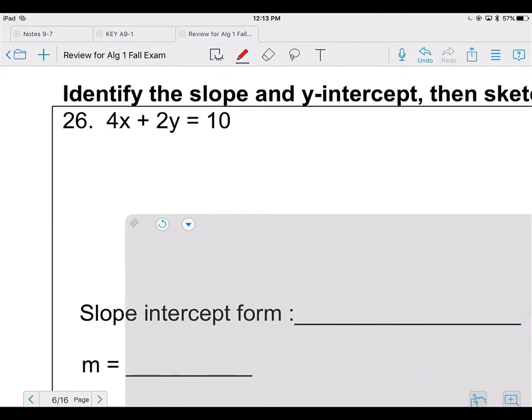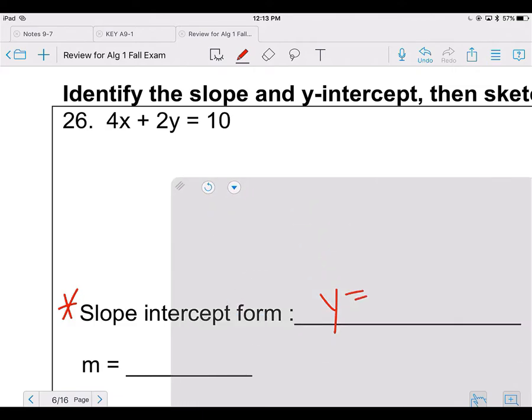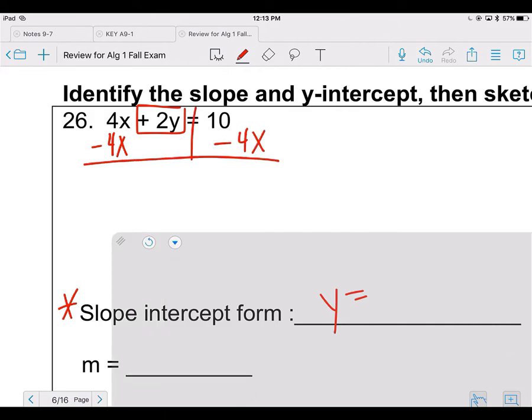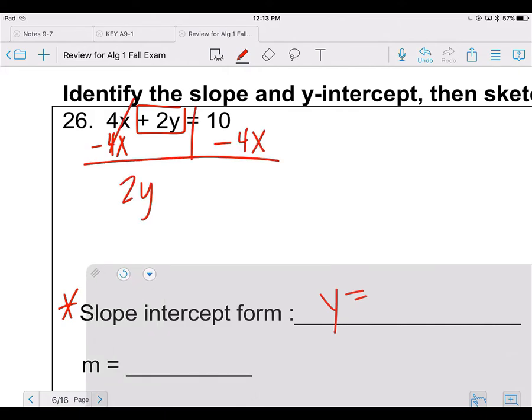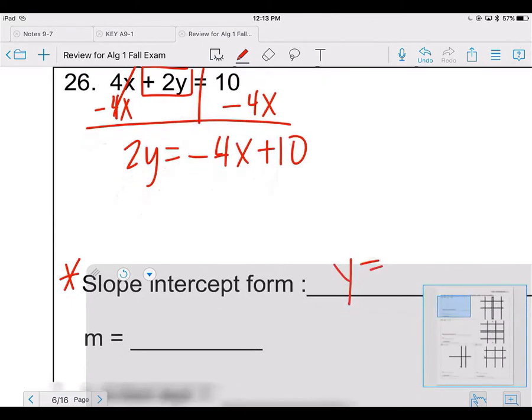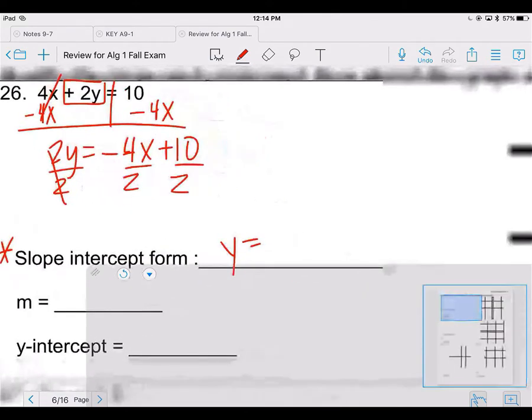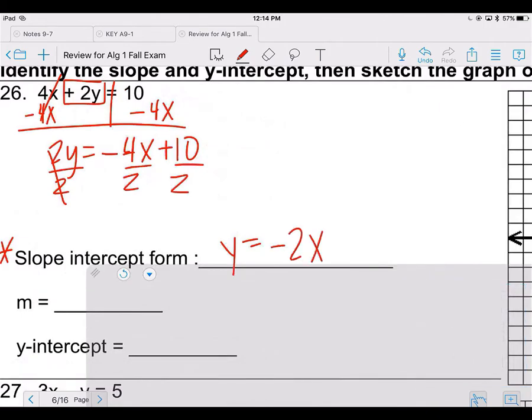In order to graph, I need y equals, so I need to put it in slope-intercept form. Remember, slope-intercept form is y by itself, so I need to solve for y, similar to what we did on the front page. So I move the 4x by doing the opposite operation. Remember that x's and numbers do not mingle, so I just rewrite -4x plus 10. And then divide everything by 2. -4 divided by 2 is -2x, and 10 divided by 2 is 5.